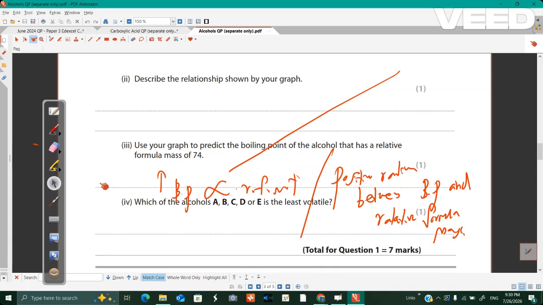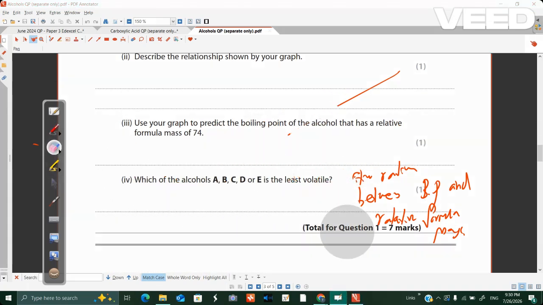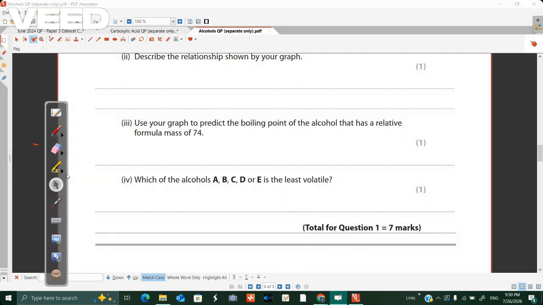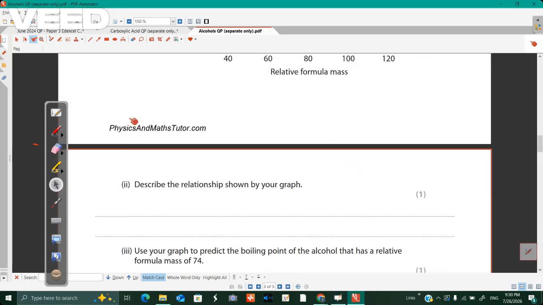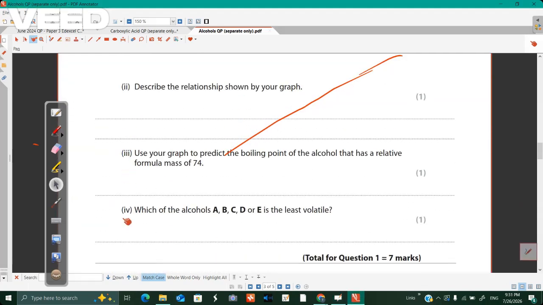Use the graph to predict the boiling point of the alcohol that has a relative formula mass of 74. So you have the graph. What is the value you got? It is easy, one of the easiest. For example, if the line is going like this, what they're saying is 74, right?